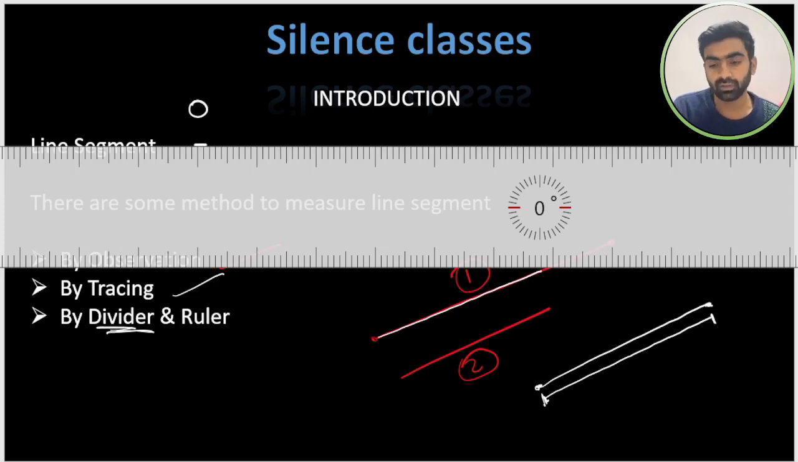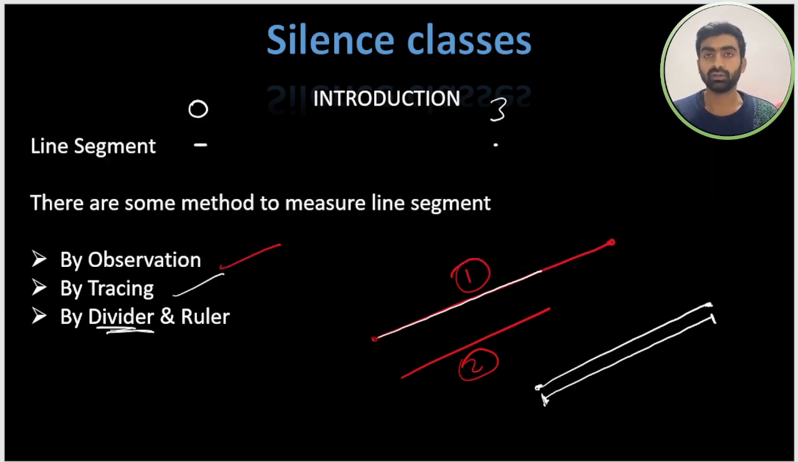So we place one end at 0, and for example if the second end is coming at 3 centimeter, we can easily check that the line is 3 centimeter. Or it can be 6 centimeter, it can be 7 centimeter. So by using the divider, we can easily find the exact length of that particular line.